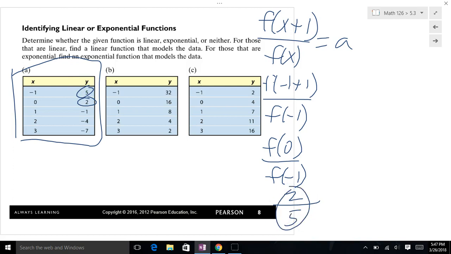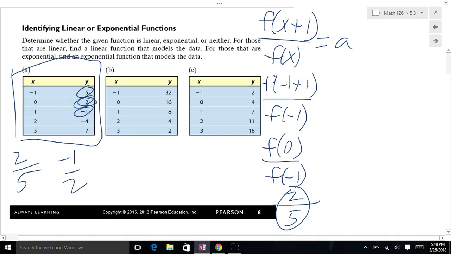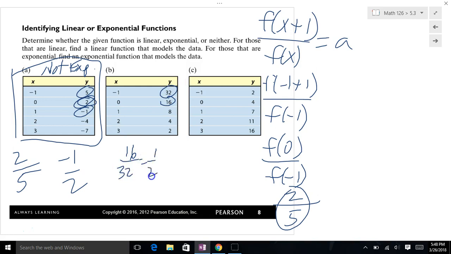Now it's got to be the same every time. So now when I let the x value be 0, I'm going to take -1 over 2. Well, the first time I got 2/5, and then the second time I got -1/2. It's got to be the same every time. So this one's not exponential. Whereas over here, if I go 16 over 32, I'm getting a half.